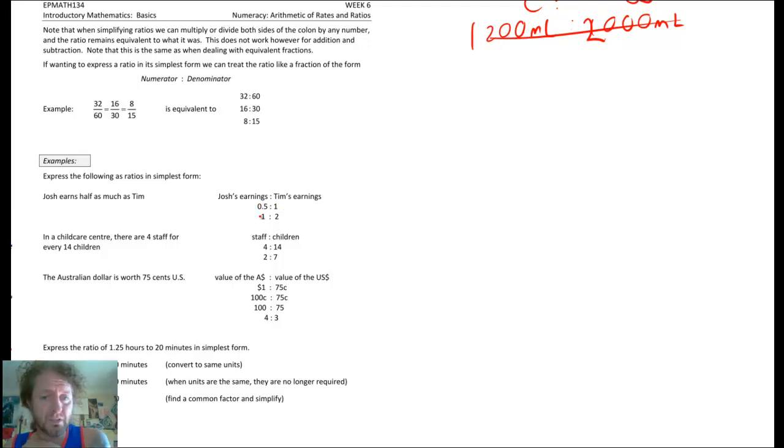So we times the left by 2, or half times 2 is 1, and 1 times 2 is 2. So the ratio between Josh and Tim is 1 and 2. For every $1 Josh earns, Tim earns $2. Yeah, that's Josh earning half as much.